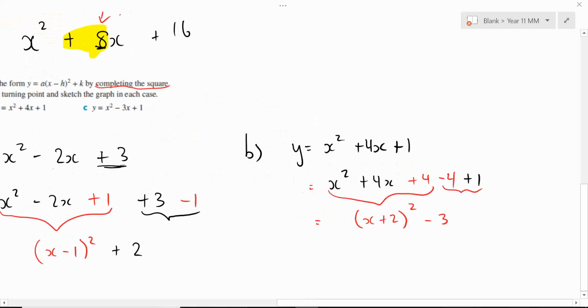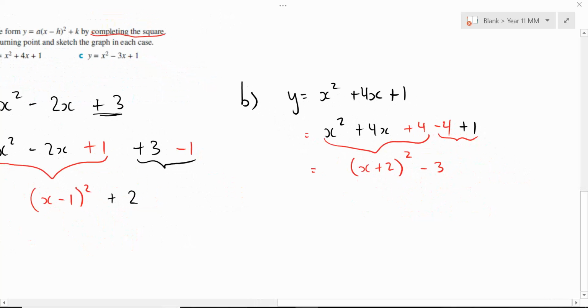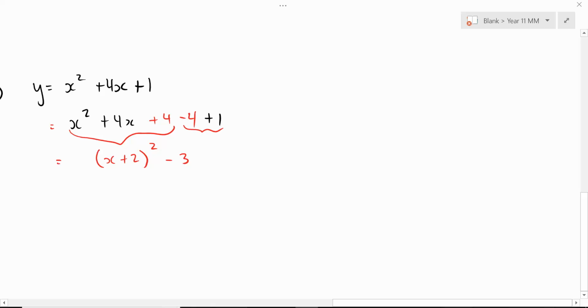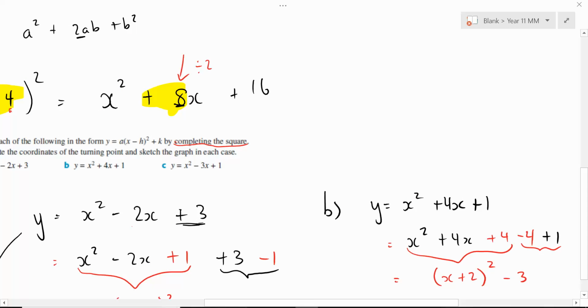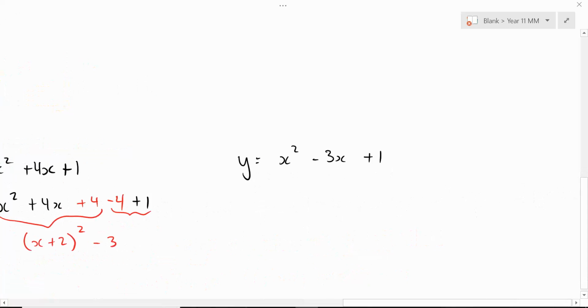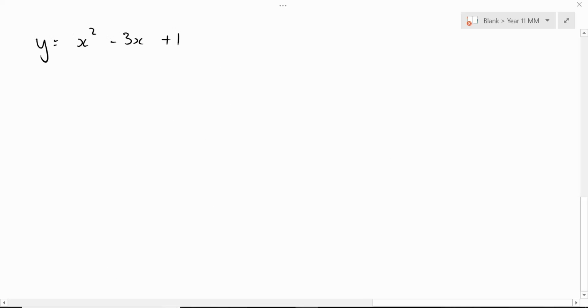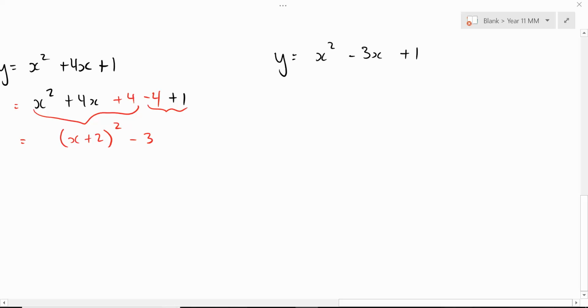Okay, so let's do another one. I'll do C. You've got y equals x squared minus 3x plus 1. Now this one's going to be tricky because it's going to have fractions. Maybe I should do that last. Now I'll do it. All right, here we go. This one a lot of students don't like because it's got fractions, but it's the same technique. Don't freak out. It's the same idea.